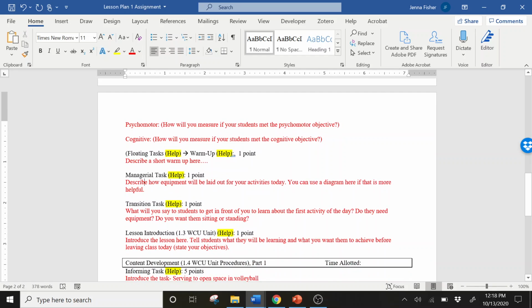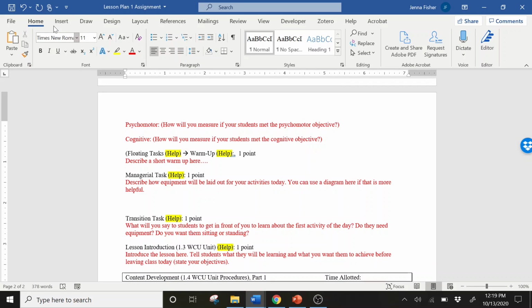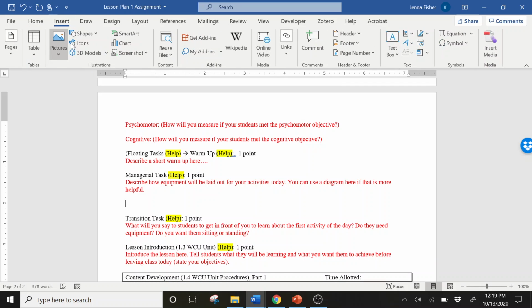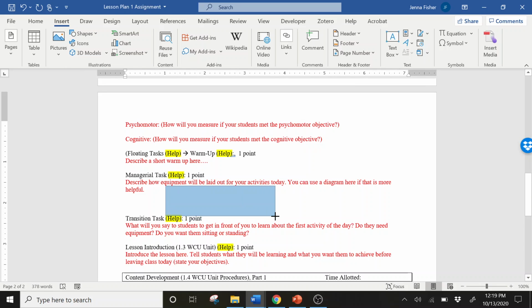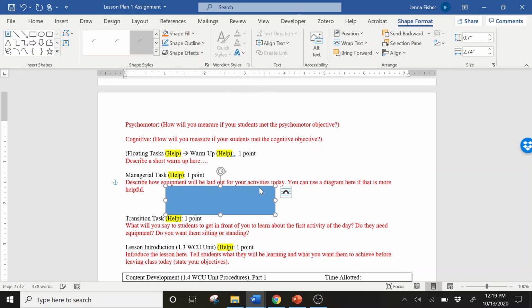Talk to me about a managerial task. So describe how equipment can be laid out for your activities today. You can use a diagram here if that's more helpful. Your managerial, typically your biggest piece is setting up equipment. So just describe to me how you're going to have your equipment laid out. Or sometimes it's helpful if you create some type of a diagram. So usually I'll go into here and I'll use shapes, and I'll say this is the gymnasium, and I'll use a whole bunch of more pictures and stuff to kind of decorate and describe my gymnasium.